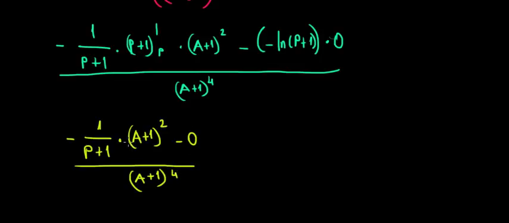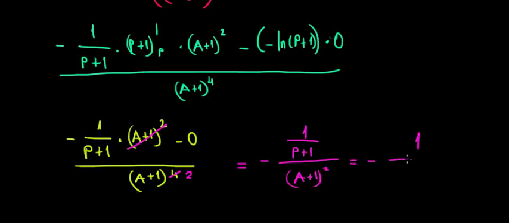A plus 1 to the power of 2, A plus 1 to the power of 4, these terms go away, and we're left here with only A plus 1 to the power of 2. So as a result we have minus 1 over P plus 1 divided by A plus 1 to the power of 2, and we could write it as minus 1 over the product of this thing, p plus 1 times a plus 1 to the power of 2. So that's our second step.